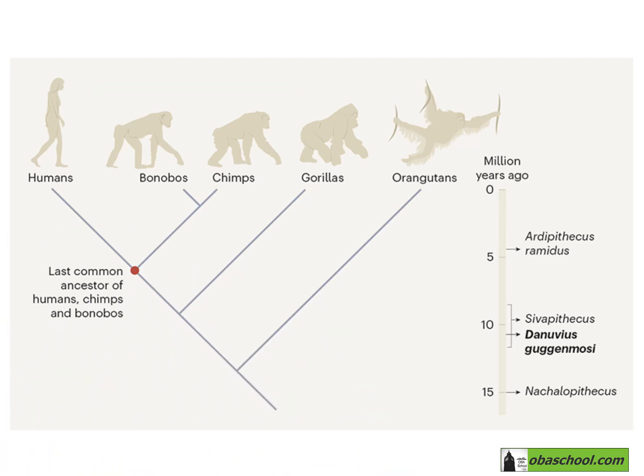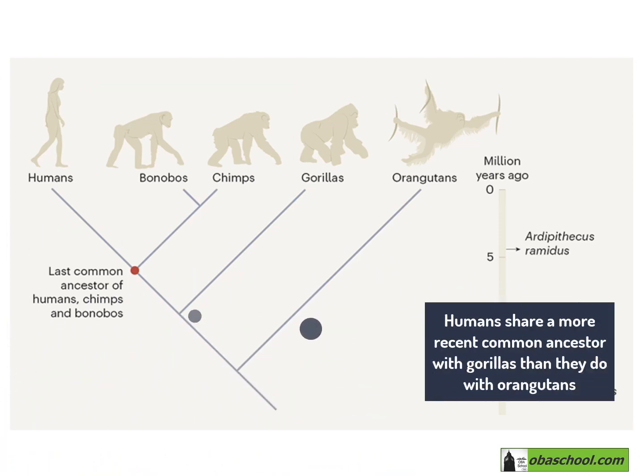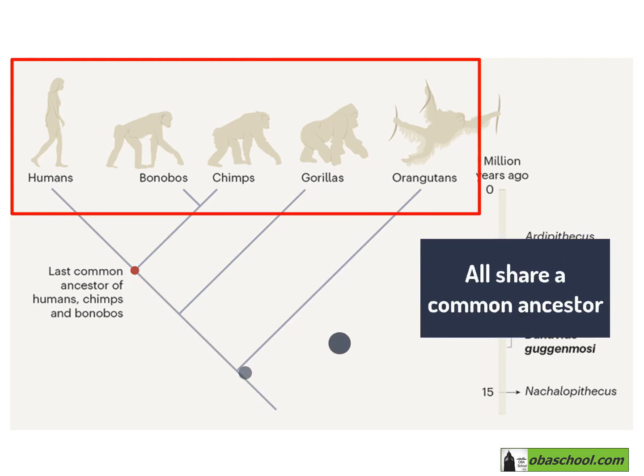In addition, humans share a more recent common ancestor with gorillas than they do with the orangutans. This means we are more closely related to gorillas than we are to orangutans. And all these 5 primate species shown here share a common ancestor from the distant past.